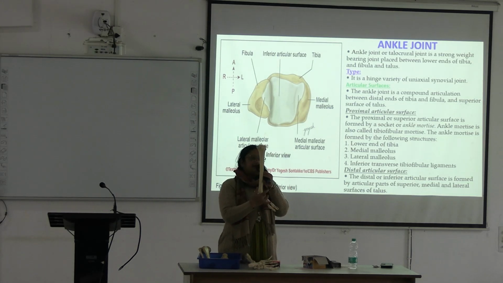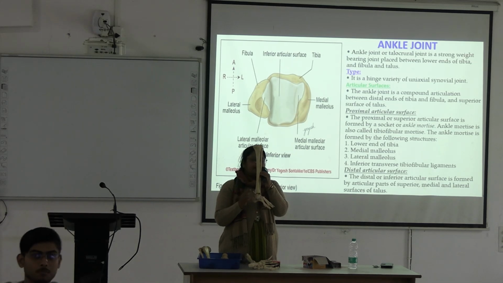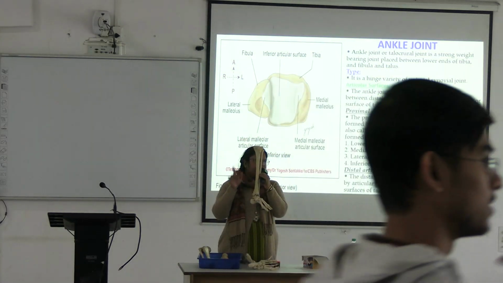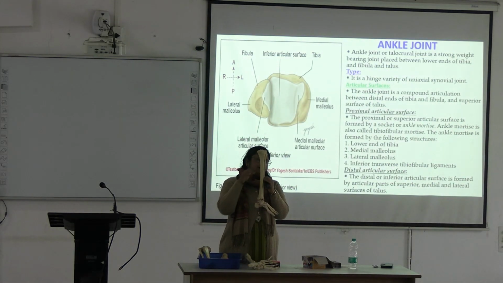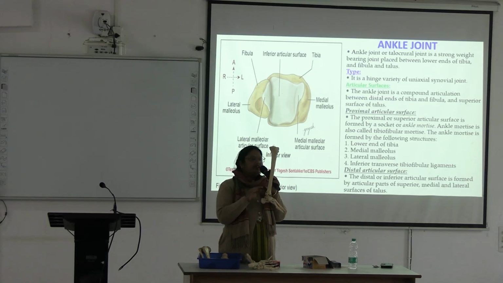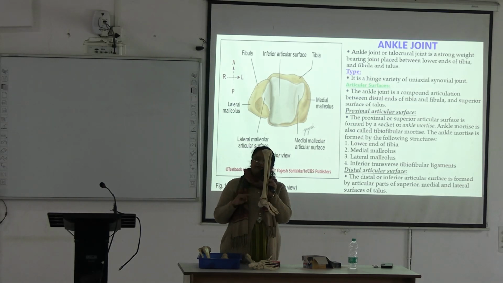This upper articular surface is formed by the lower end of tibia, lower end of fibula. Here is the medial malleolus, lateral malleolus of fibula, and the transverse tibiofibular ligaments, which are connecting the lower ends of tibia and the fibula.